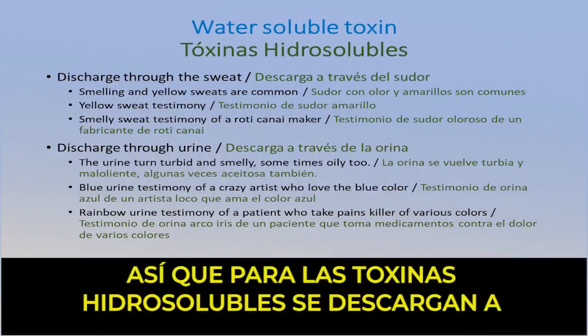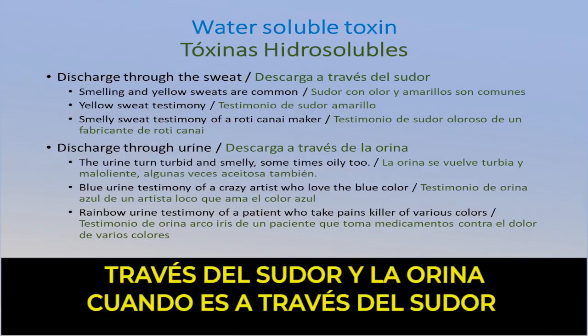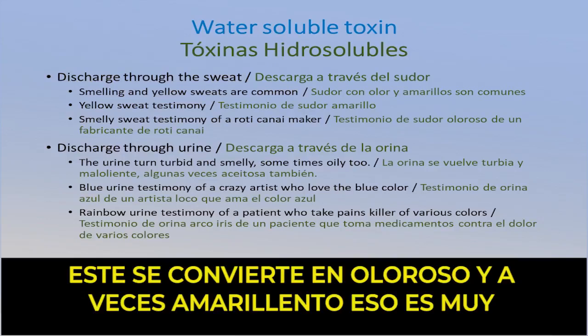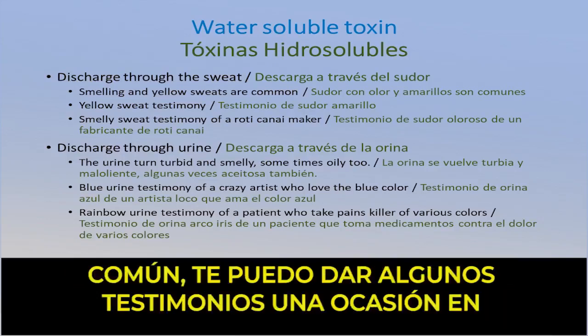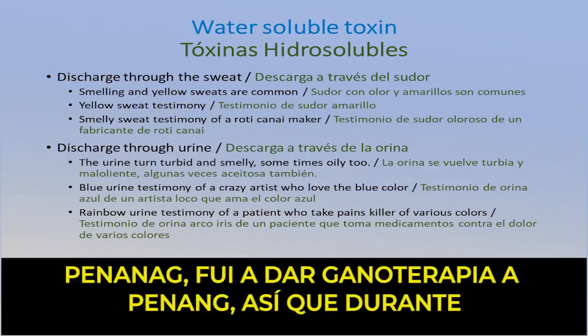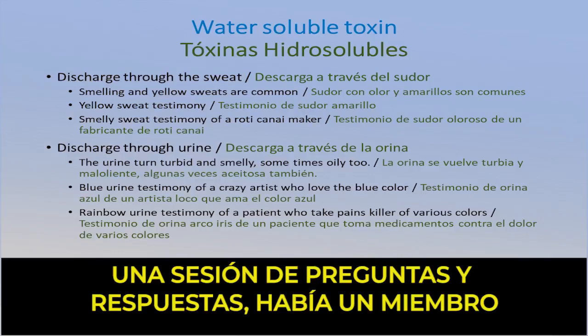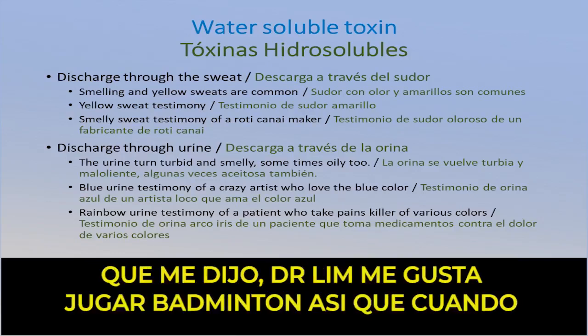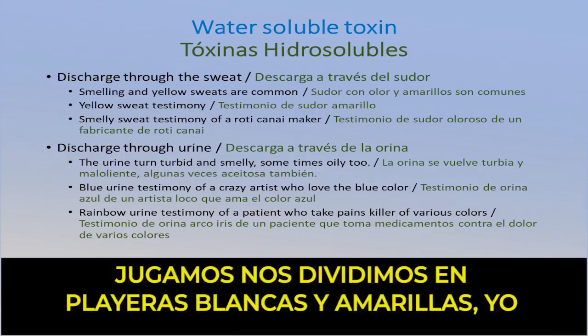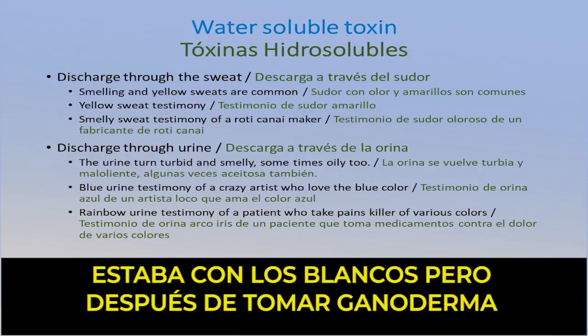So the water soluble toxin is discharged through the sweat and also through the urine. Through the sweat, sometimes the sweat becomes smelly, and sometimes becomes yellowish in color. That is quite common. So I can give you a few testimonies, the yellow sweat testimony. At that time I went to Penang for ganotherapy. One night during the Q&A, there was one member who said, Dr. Lim, I like to play badminton. In our badminton, we divide into the white shirt team and yellow shirt team. I'm in the white t-shirt team.